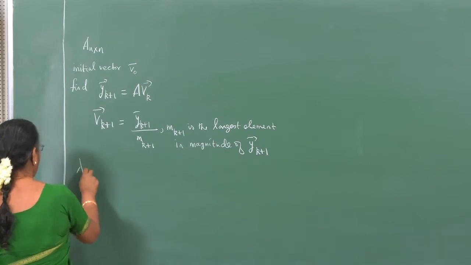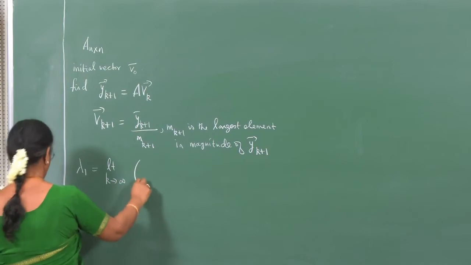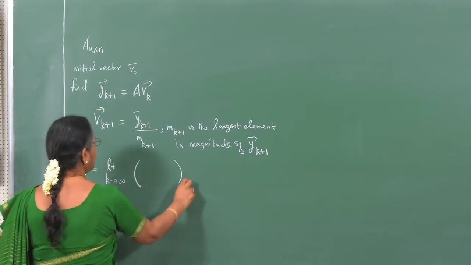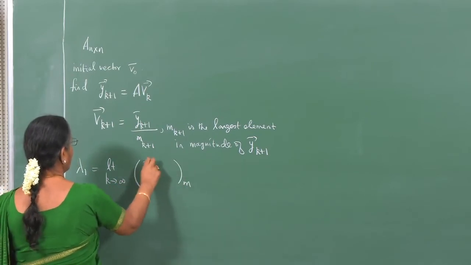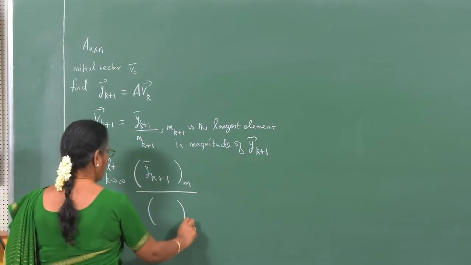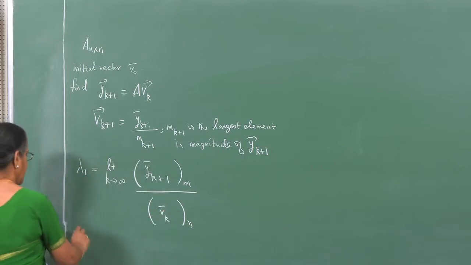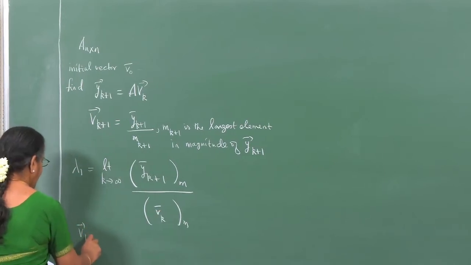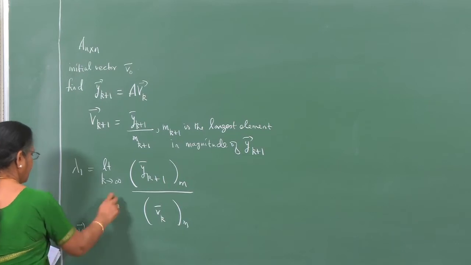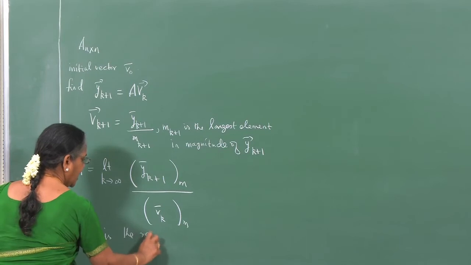Then lambda 1 will be the limit as k tending to infinity of the mth component of vector y k plus 1 by the mth component of the vector v k, and the vector v k plus 1 that we have obtained will give us the required eigenvector.